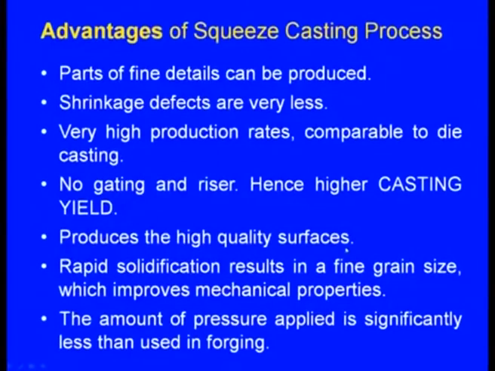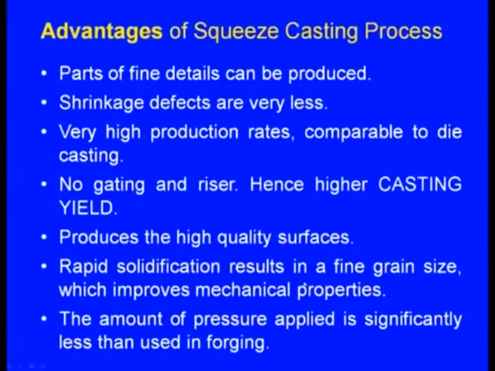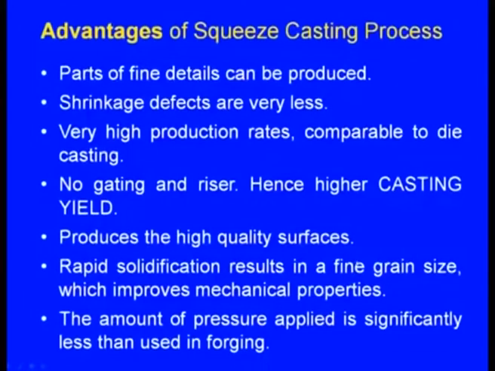It produces high quality surfaces. Because the molds are made up of metal, we get a very good surface finish. Next one, rapid solidification results in a fine grain size which improves mechanical properties. Solidification is very rapid. Why? Because the molds are metallic ones, they absorb heat rapidly. That is how we get the fine grains, and because of that there will be good mechanical properties.